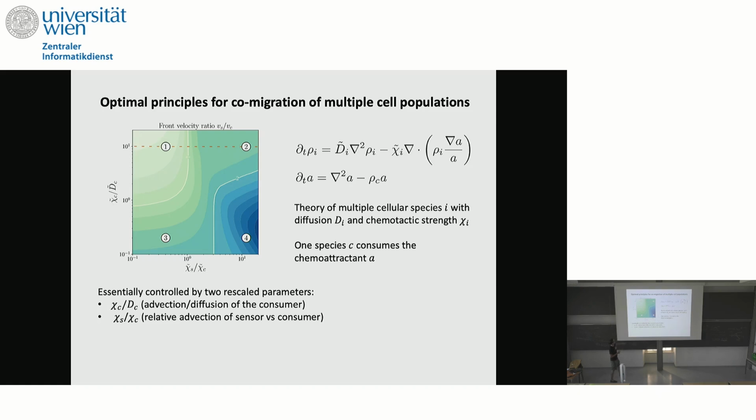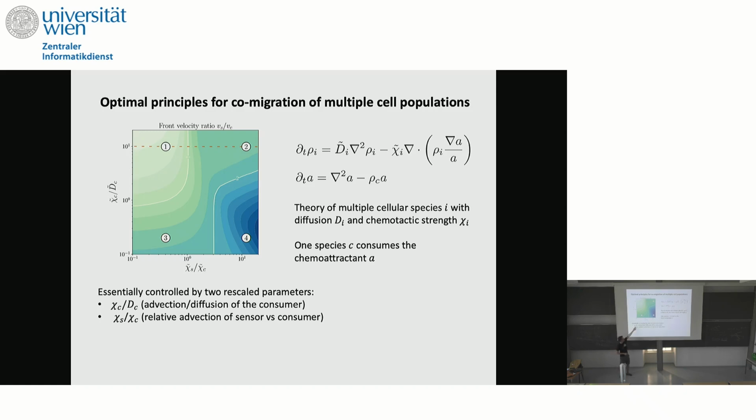The first rescaled parameter is exactly the one I've mentioned before. Here C denotes the consumer, so it's the cells that can eat and sense. And there's one parameter which is its chemotactic strength over its diffusion. The reason why this is important is that the traveling wave solution is controlled by the consumer. The consumer is the one that eats up the chemokine, so it's key to generating the whole dynamics.